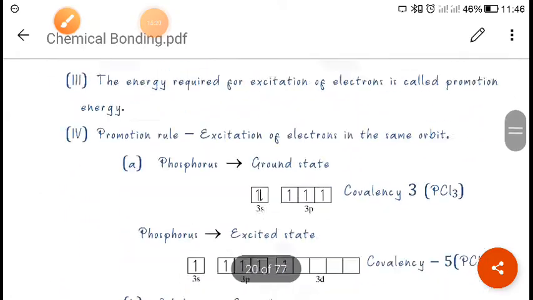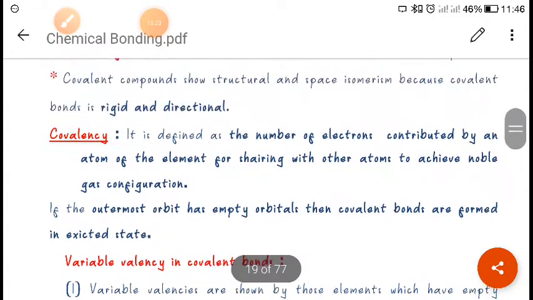We will learn about the covalency. So covalency, always try to understand that it is defined as the number of electrons contributed by the atoms of the element for sharing with other atoms, okay, to achieve a stable noble gas configuration. To achieve a noble gas configuration, how many electrons a particular atom of that element has shared, okay, that is the covalency, okay.